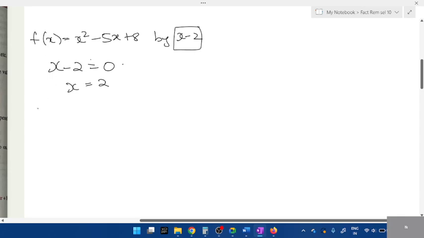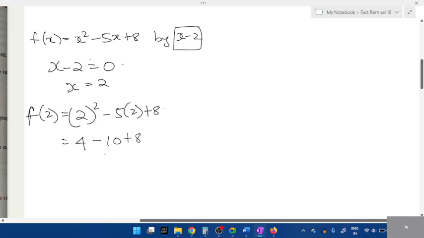Now let us substitute. Use the substitution method. f of 2, in place of x, is equal to 2 square minus 5 into 2 plus 8. 2 square is 4, minus 5 twos are 10, plus 8. These two are positive. 4 plus 8 is 12. 12 minus 10, what's the answer you get? 2. This is the remainder. This is the answer.